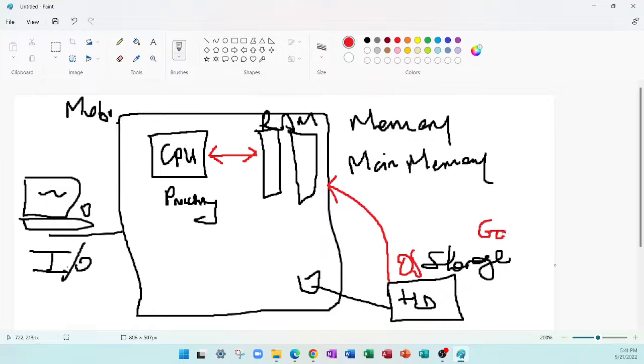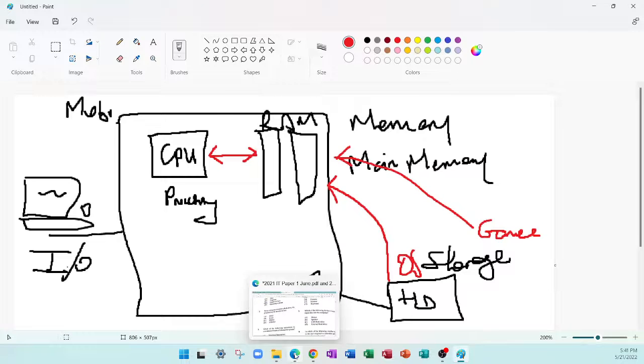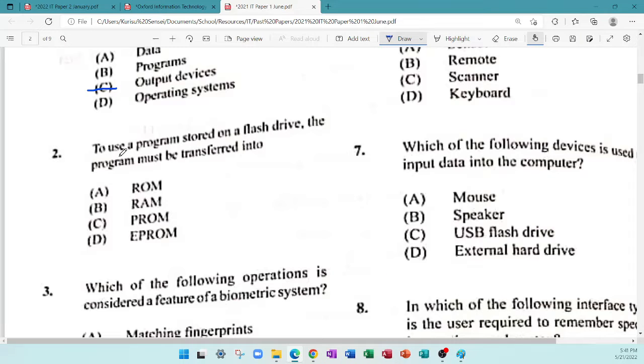When you want to play a game, it's going to be on the hard drive also. It has to get loaded into memory. And same thing again, the CPU is going to look at RAM with the game inside of it to process it. So this is how your computer works all the time. It sends the data to RAM, and the CPU looks at RAM to process that data, to do anything with data. So to answer the question, to use a program stored in a flash drive, the program must be transferred into what? RAM.